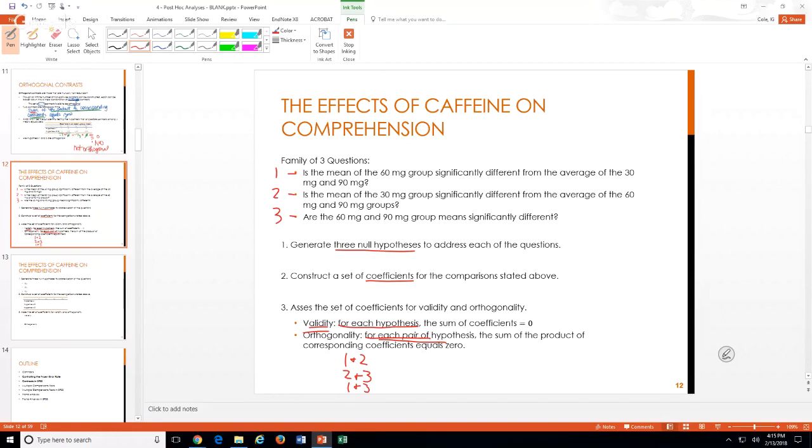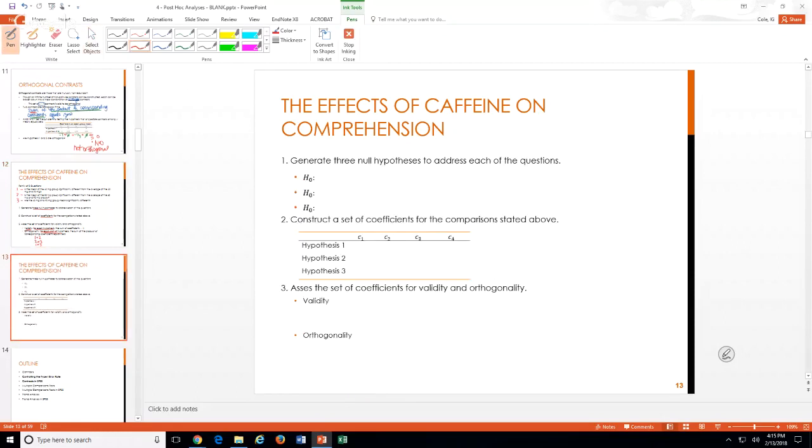Okay, so let's do these together. The first question is: is the mean of the 60 group significantly different from the average of the 30 and 90 groups? So for the first one, what is your null hypothesis?